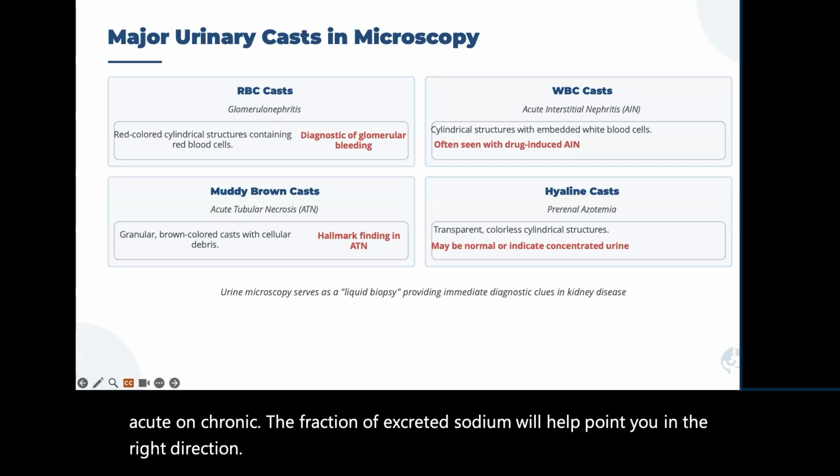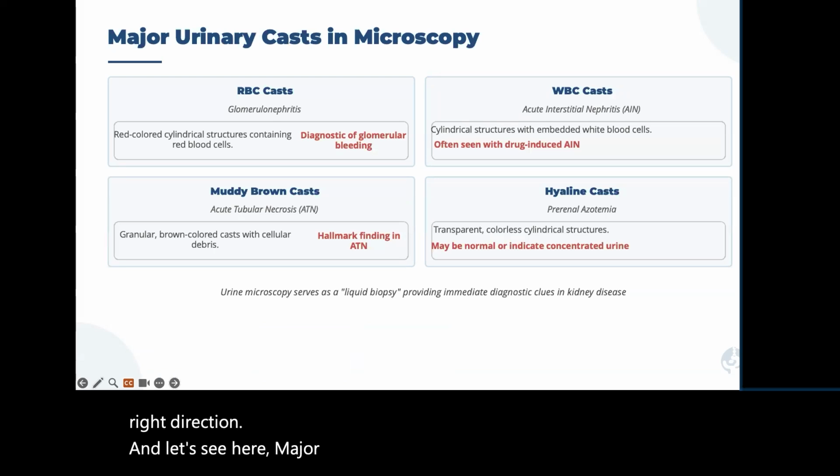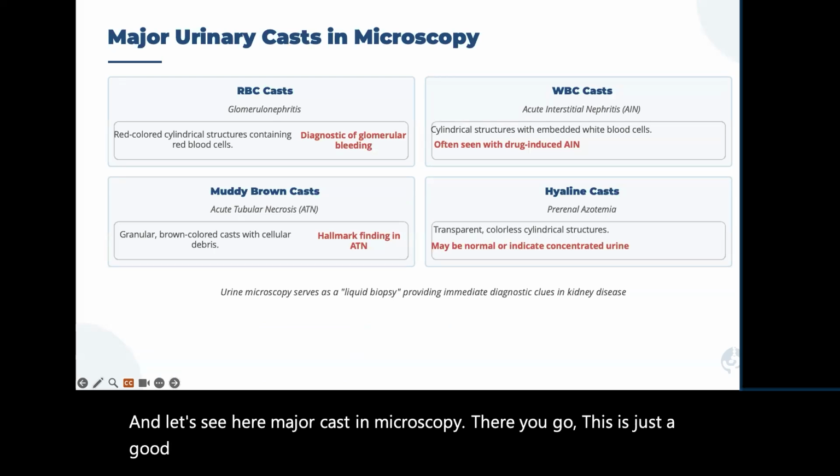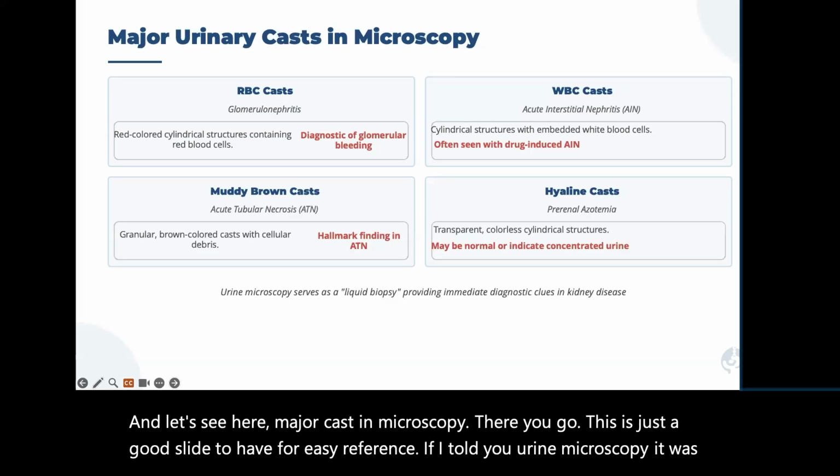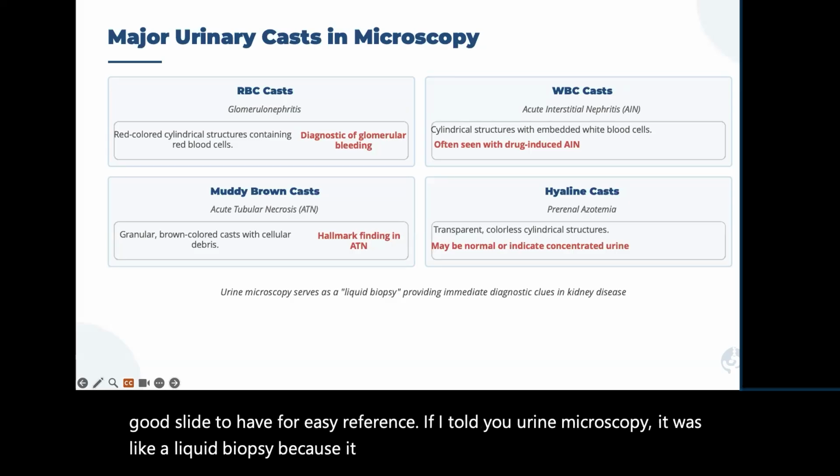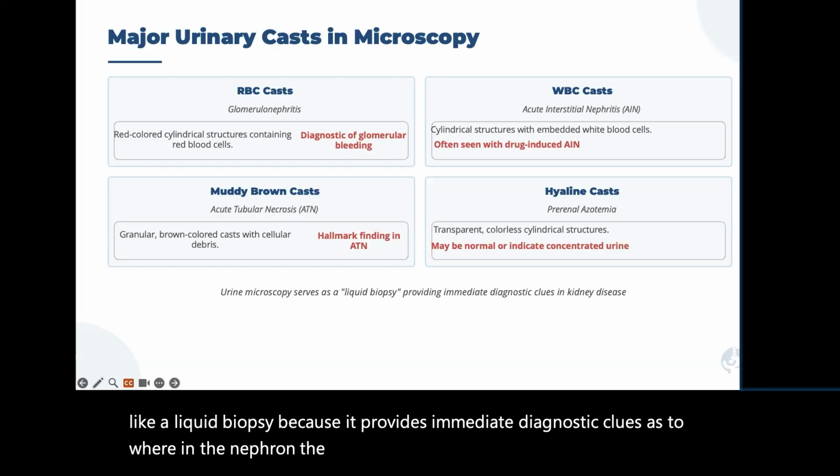And let's see here, major casts in microscopy. There you go. This is just a good slide to have for easy reference. If I told you urine microscopy was like a liquid biopsy, because it provides immediate diagnostic clues as to where in the nephron the problem is happening.